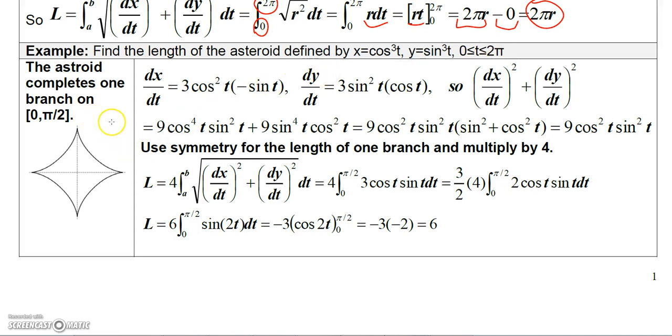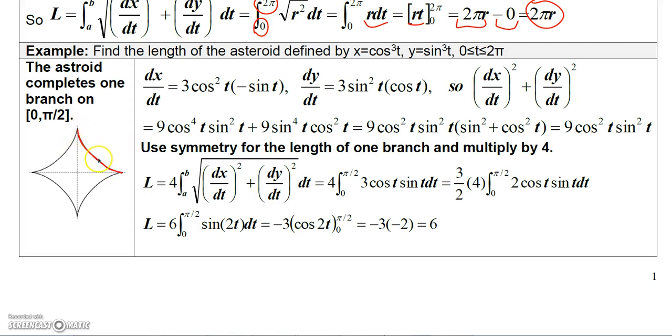Okay, so this one's a little more complicated, but here's the asteroid here, and the asteroid actually completes one branch as you go from 0 to pi over 2. So actually what I could do here is go from 0 to pi over 2. I don't know really which way it goes, but I'm going to say it goes from here to here, but it might go from here to here. But anyway, as t goes from 0 to pi over 2, it's going to complete one branch.